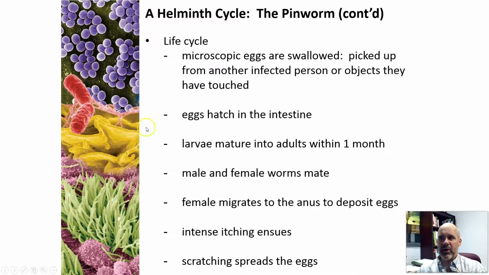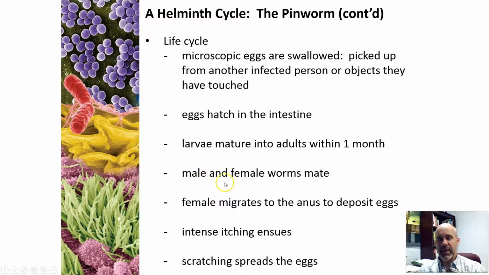The eggs of the pinworm hatch in the intestinal tract. When you swallow them, because you've touched something that had fecal contamination on it, they pass through the stomach and down into the intestinal tract, where the eggs actually hatch and there's an immature stage. So larvae is plural. That's an immature stage. So the helminths tend to go through multiple life cycle stages. It takes about a month for them to become adult worms.